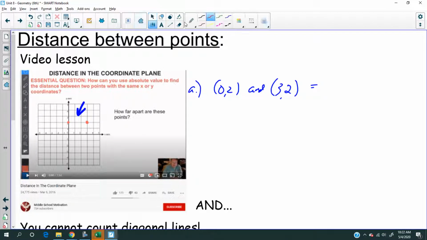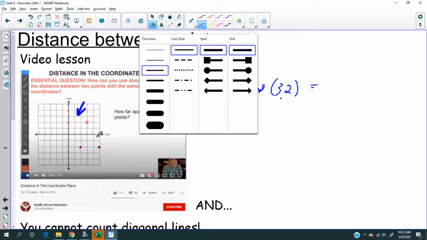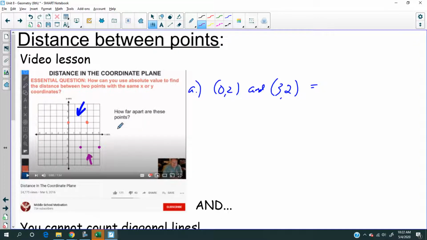Let's say I have another 2 points. I'll use purple. Let's say I have a point here, and I have a point here. I'll use a purple pen. So let's say this is problem B. If I gave you these 2 points, can you tell how far apart they are? Actually, I want to move this point one place over.